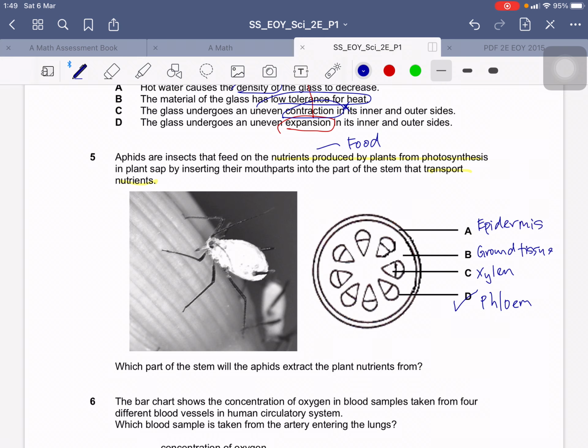Okay, so very straightforward. Talking about transporting of food, it must be the phloem. So it's actually this part. Okay.